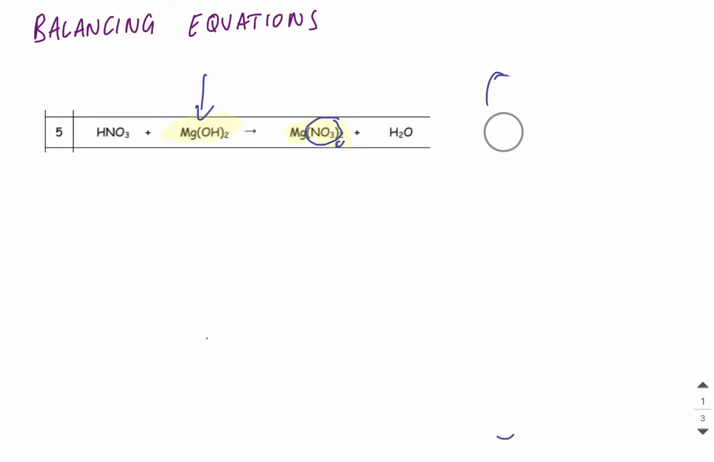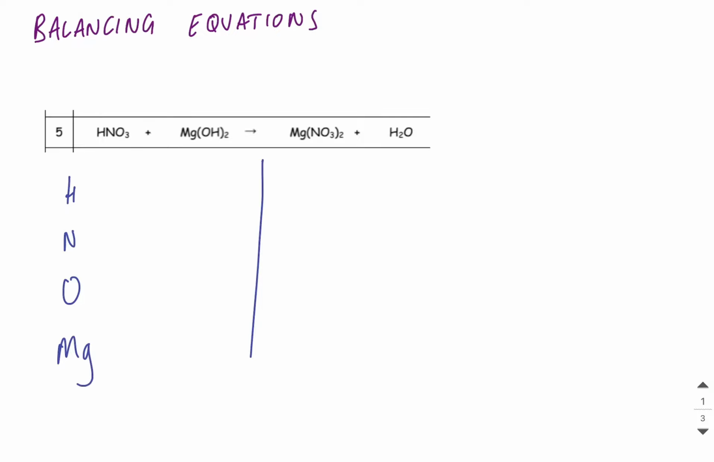So same as before, we are going to pop this in a little table. So we've got hydrogen, we've got nitrogen, we've got oxygen, we've got magnesium. So on this side we've got 1, 2, 3 hydrogens. Let's do another colour so we can balance it out. We've got 3 hydrogens. We have got 1 nitrogen, got 3, 4, 5 oxygens, and we've got 1 magnesium.